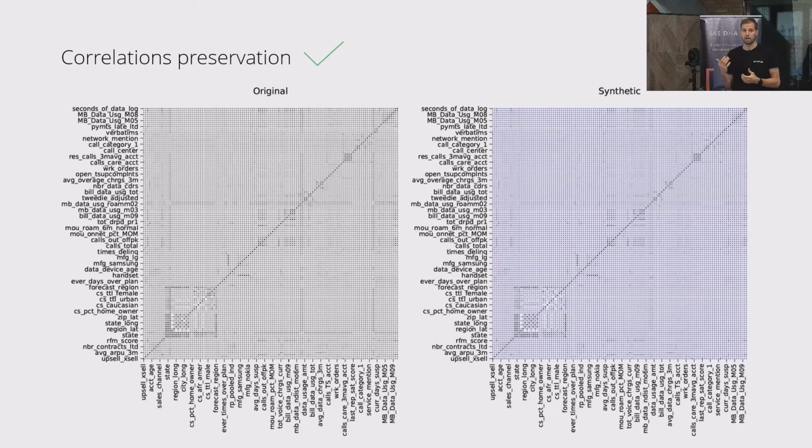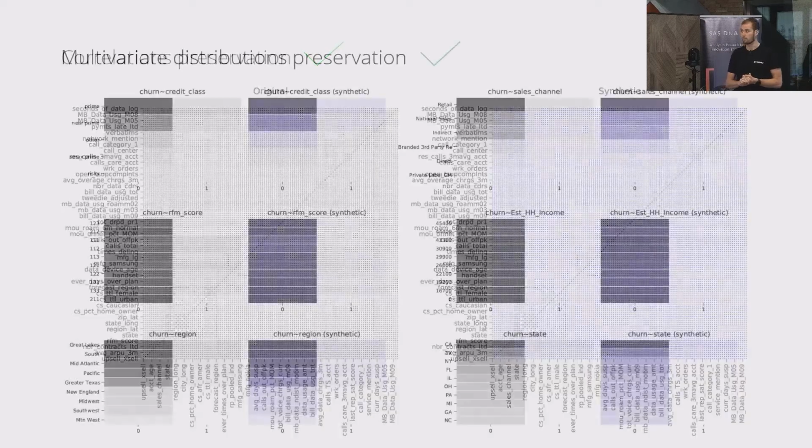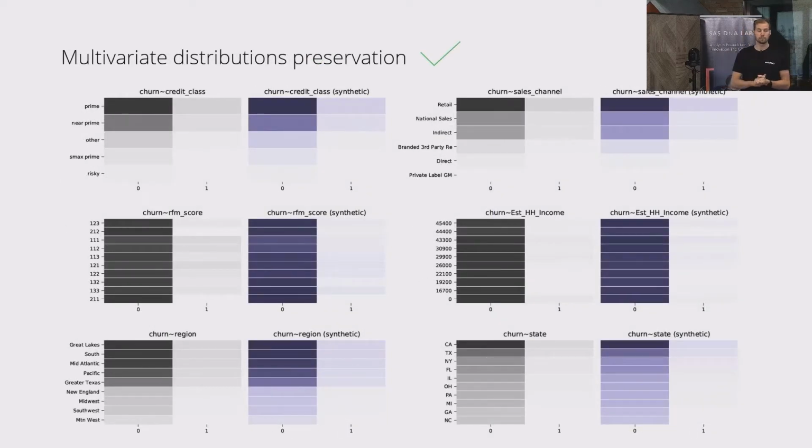And then to the final part of our quality report, the multivariate distributions. There we combine variables and look at the frequency of those combinations in the data set. And even there we see similar results. For example, on the right side, you see the combination of clients that churn in a certain segment. And even there we see that the patterns are similar. And this is basically the highlight of our data quality report.